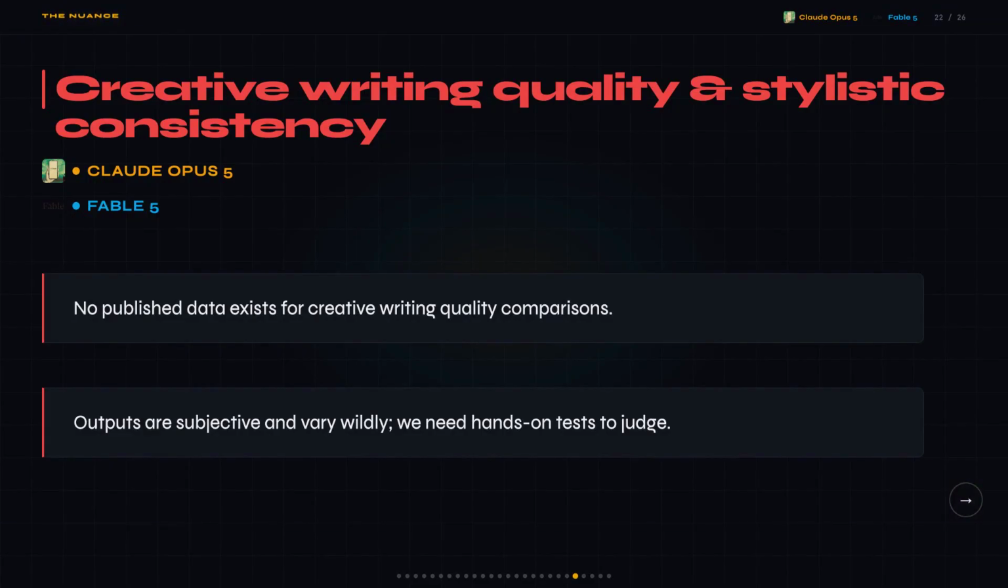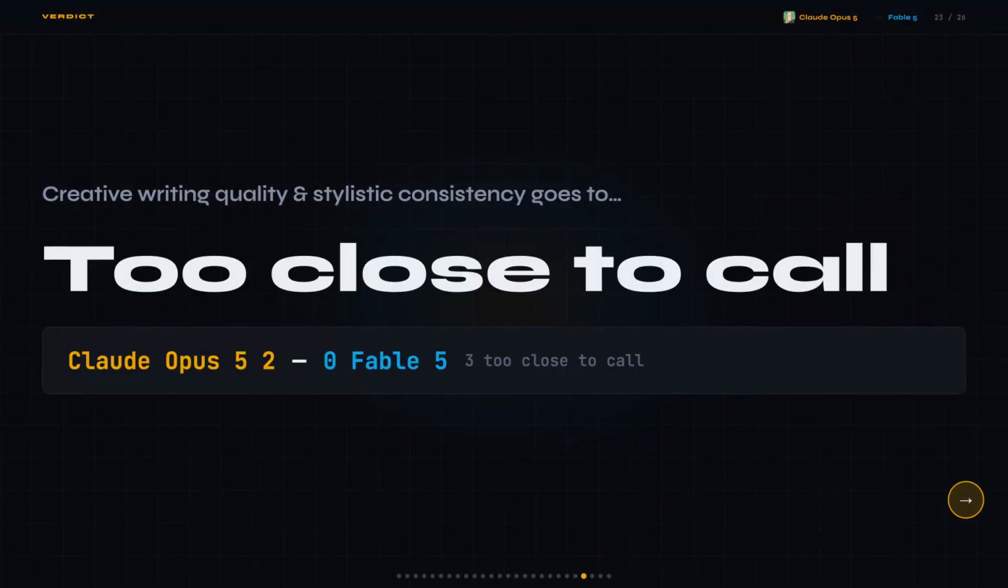So you really need to get your hands dirty here and run both models on your own actual prompts before you make any call. I was expecting at least some community consensus on which model writes better, but there's genuinely no data to call it either way. So creative writing is a tie, and the final running score is Opus 5.2, Fable 5.0, 3 tests tied.